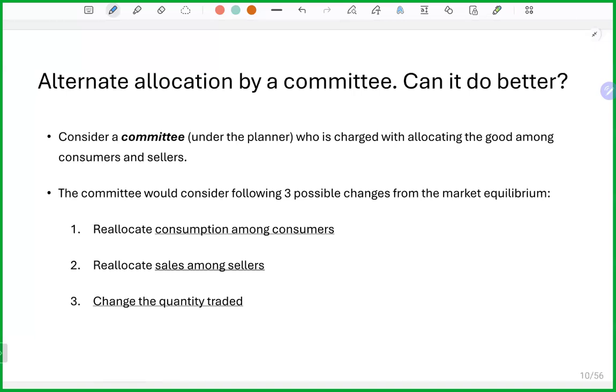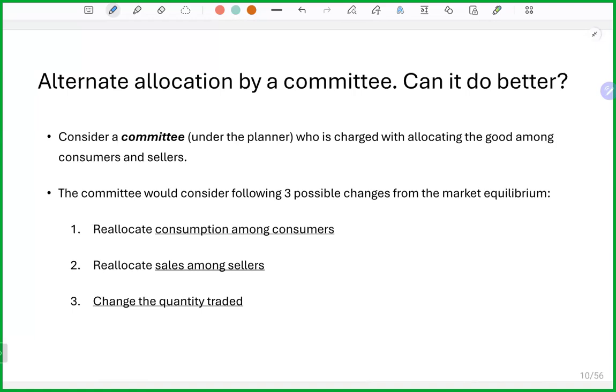He considers three possibilities of changing the allocation from the market equilibrium. The first possibility is to reallocate consumption among consumers. The second possibility is to reallocate sales among sellers. What do you mean by that?